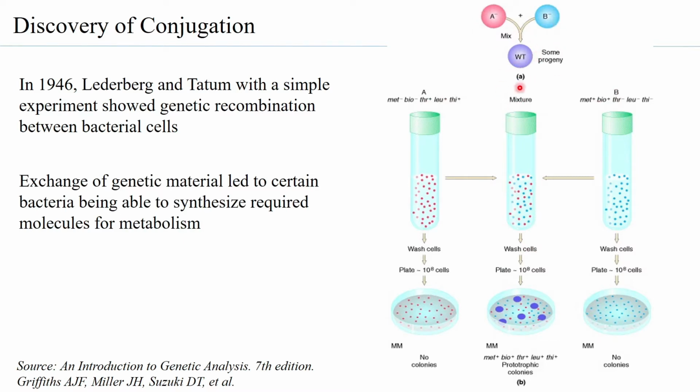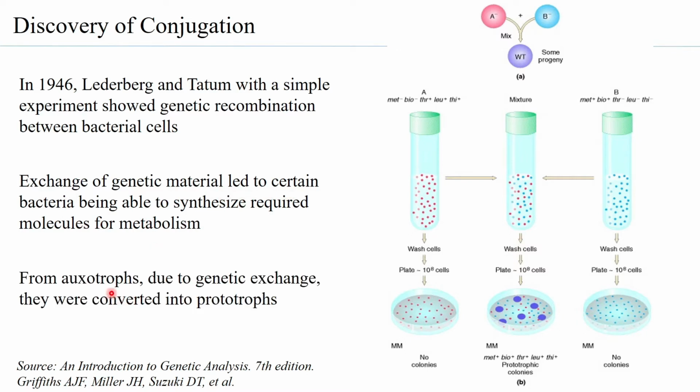So because the genetic exchange is happening, the wild type has all the five genes being active. These two were obtained from this strain, while these three were obtained from the other strain. And this becomes possible because of a process that is called recombination. So, exchange of genetic material led to certain bacteria being able to synthesize required molecules for metabolism.